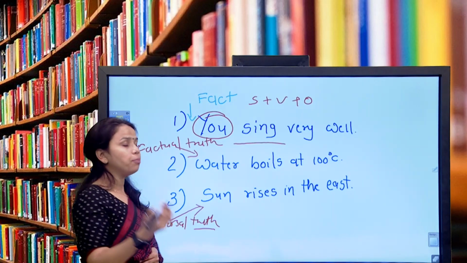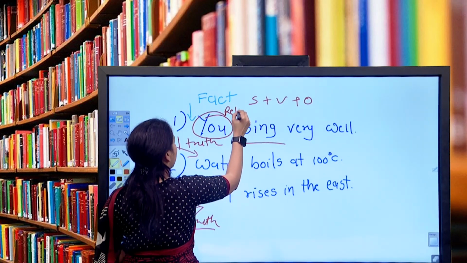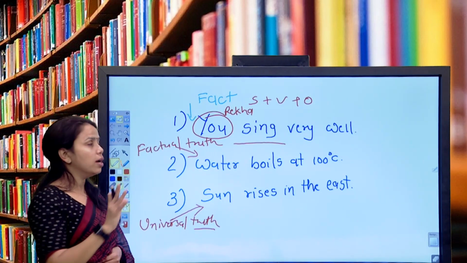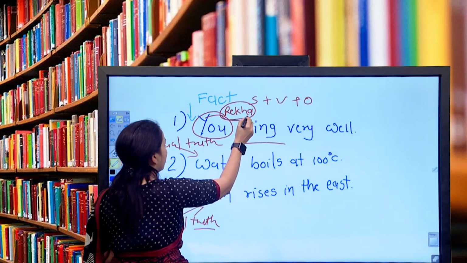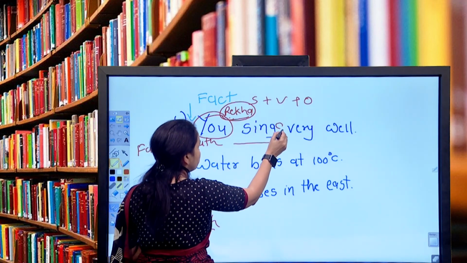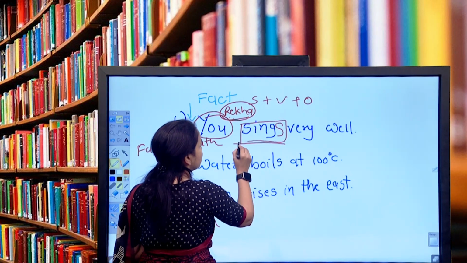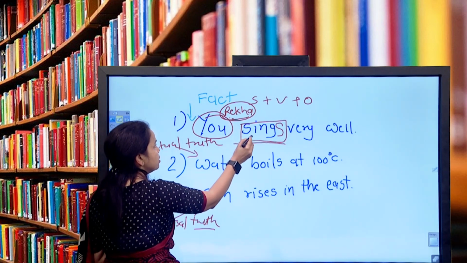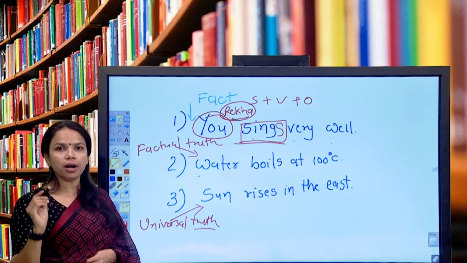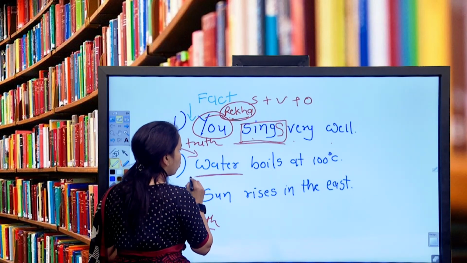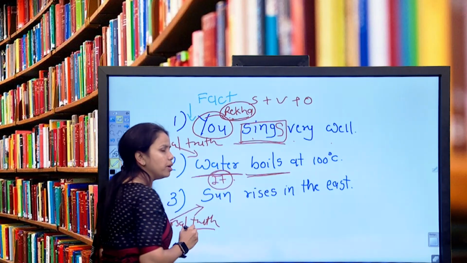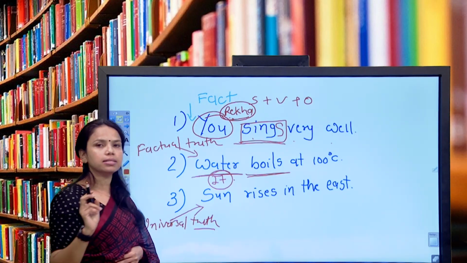Instead of you, if I put the name Rekha, Rekha sing very well. Is it a right sentence? No. If I mention the word Rekha, so Rekha is a third person singular. If I put name Rekha, so I have to put s after main verb sings. So Rekha sings very well. Water boils at 100 Celsius, right? So water is a it. It represents it. So it boils at 100 Celsius. Sun rises in the east.